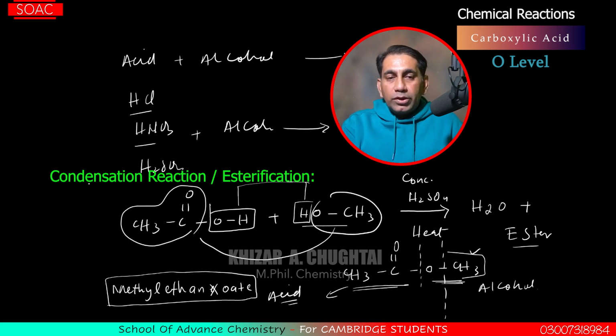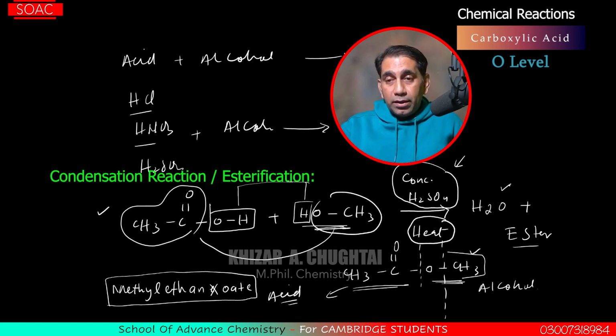So whenever a carboxylic acid is allowed to react with any alcohol, in the presence of concentrated H2SO4 and heat, two compounds are formed. One is an inorganic compound, that is water, H2O, and the other is an organic compound. This is called an ester. And here is the name of the ester. Here is the method to give the name to an ester.